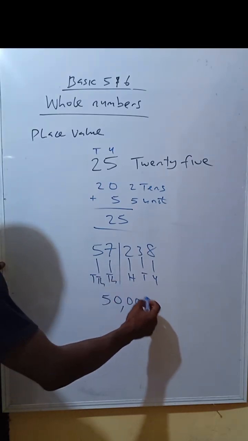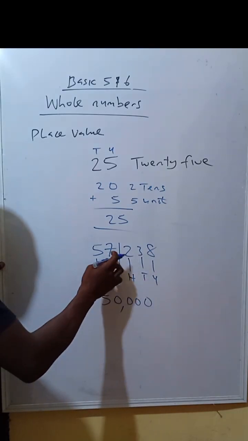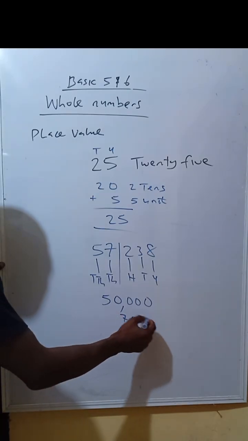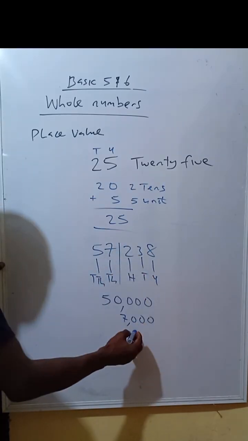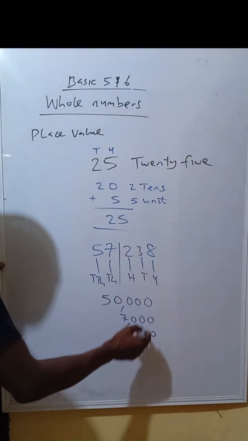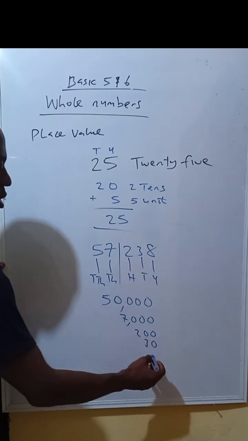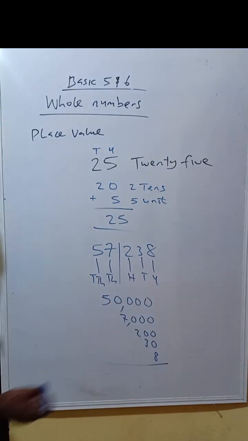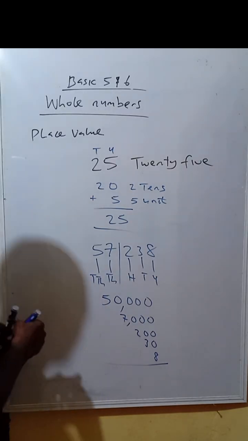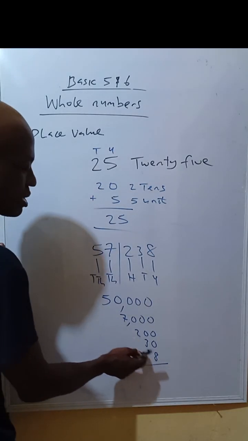We can also say that this is 50,000 plus 7,000 plus 200 plus 30 plus 8. I hope you can see that. We can say it's 50,000 plus 7,000 plus 200 plus 30 plus 8.